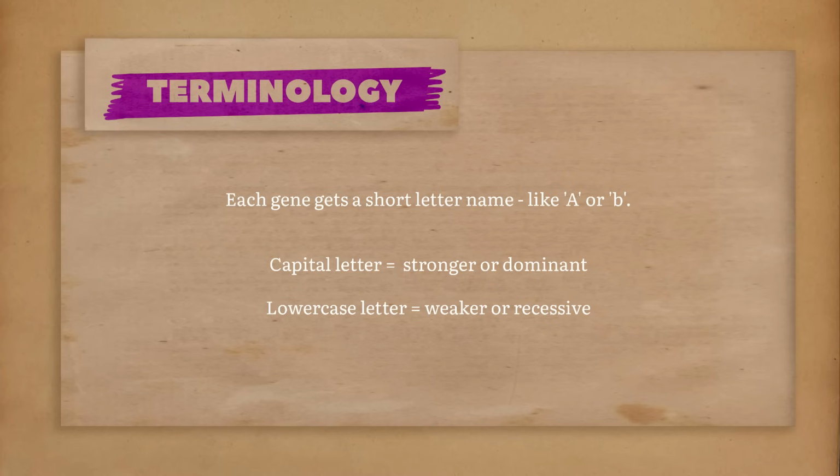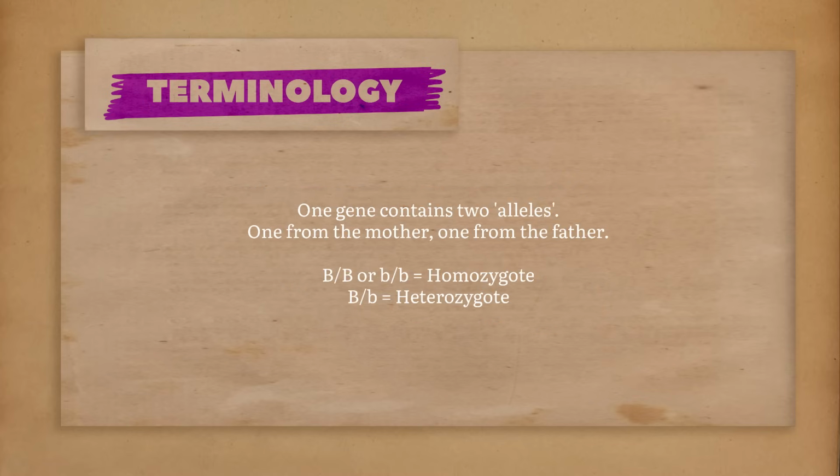Now, every gene contains two alleles. You get one allele from your mother and one from your father. Alleles are just different versions of that same gene.